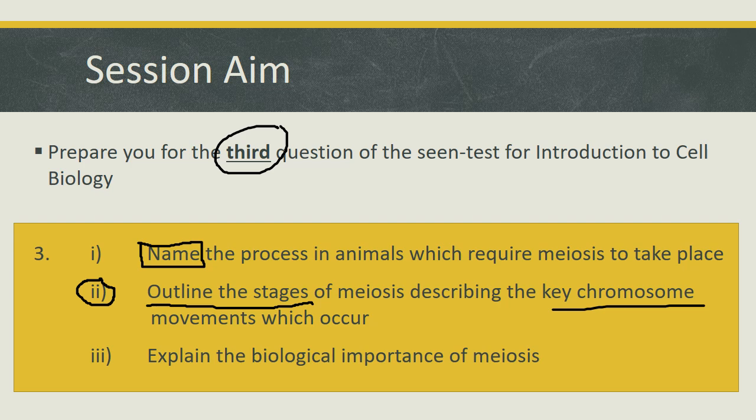The third part of the question is also quite simple in that you're explaining the biological importance of meiosis. So it's a three-pronged question. The second part of the question is the most difficult, which is where we're going to focus most of our attention today.